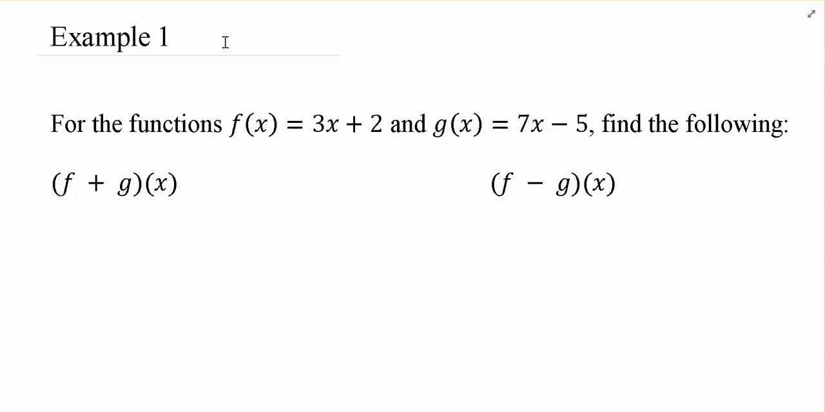So I'm going to get right into our operations with functions. We're going to talk about adding, subtracting, multiplying, and dividing with functions. And I'm going to go through this relatively quickly because it's very intuitive. It's pretty much exactly what we'd expect.